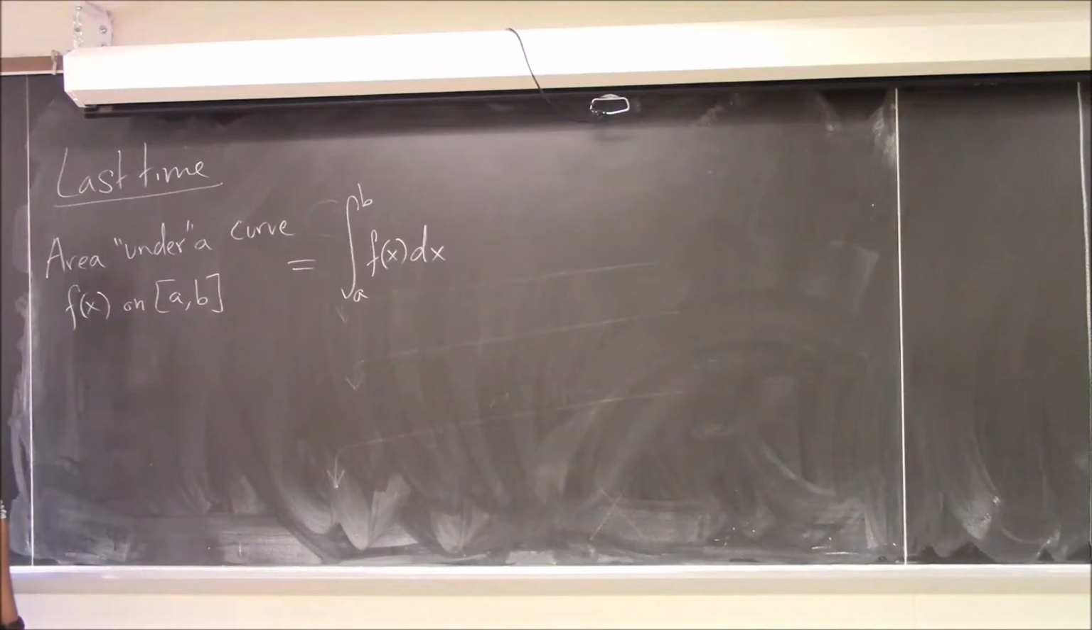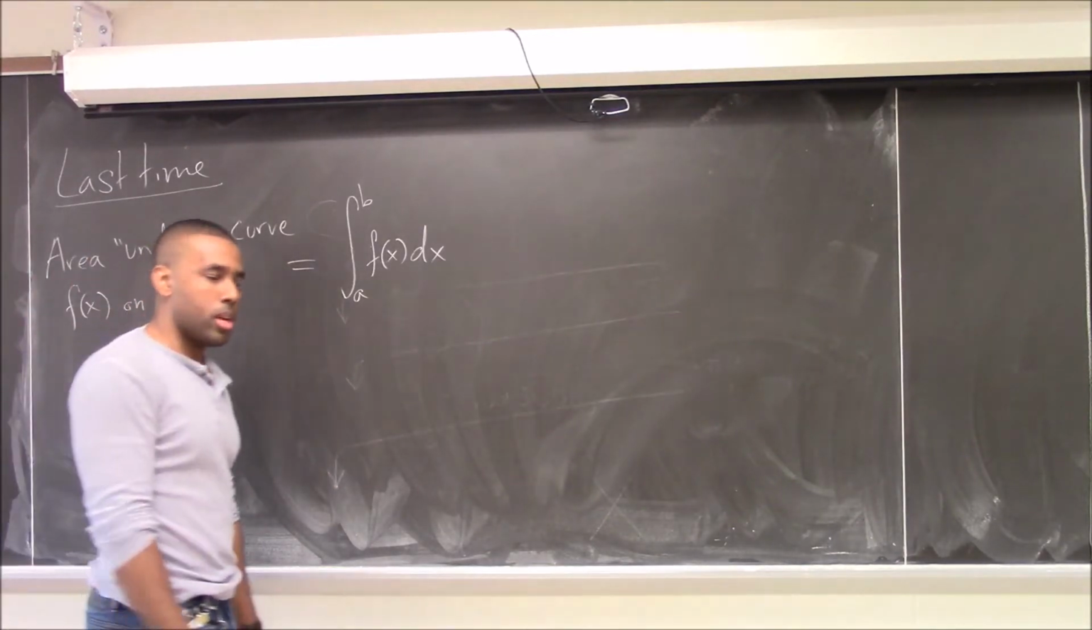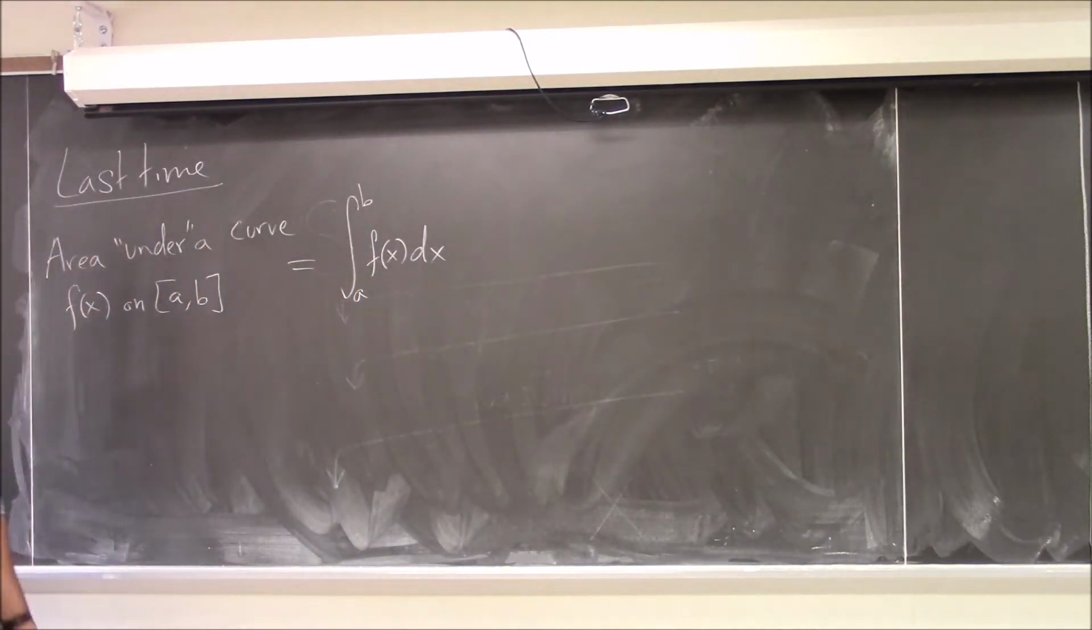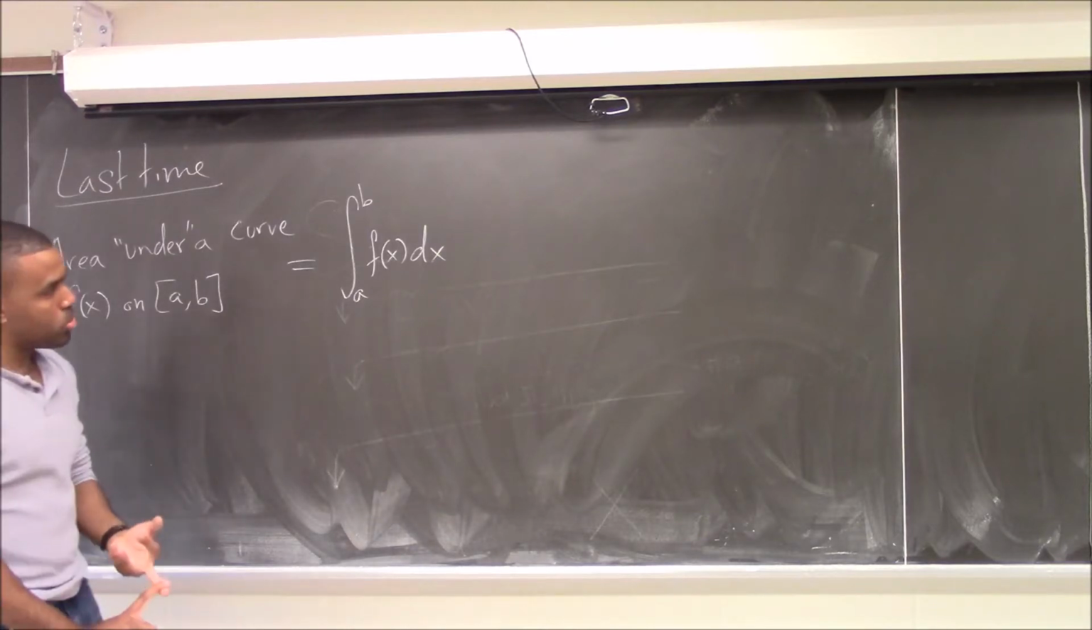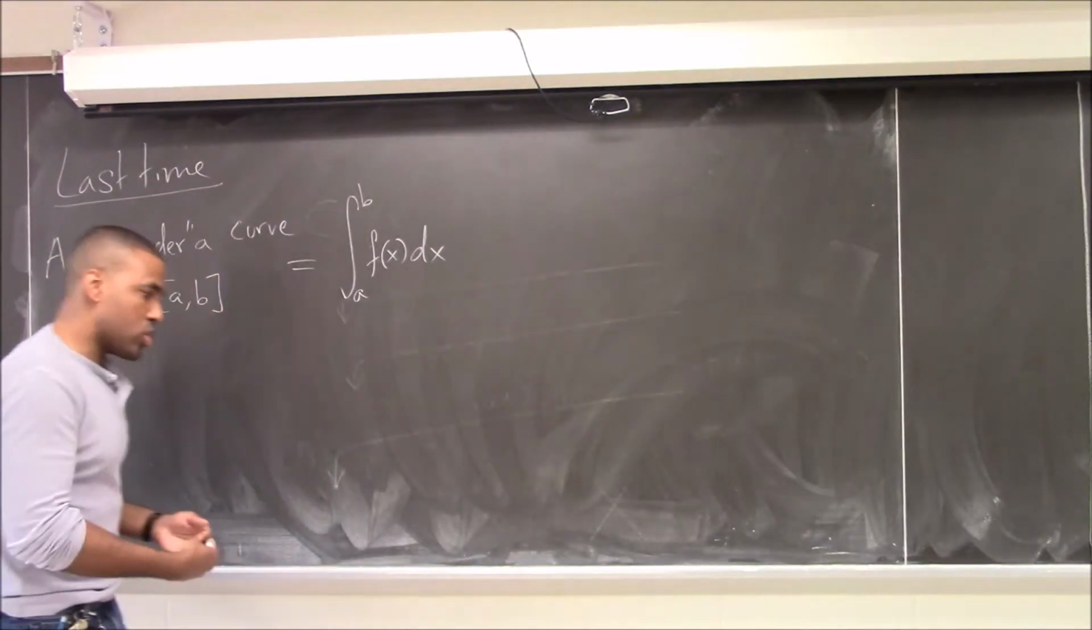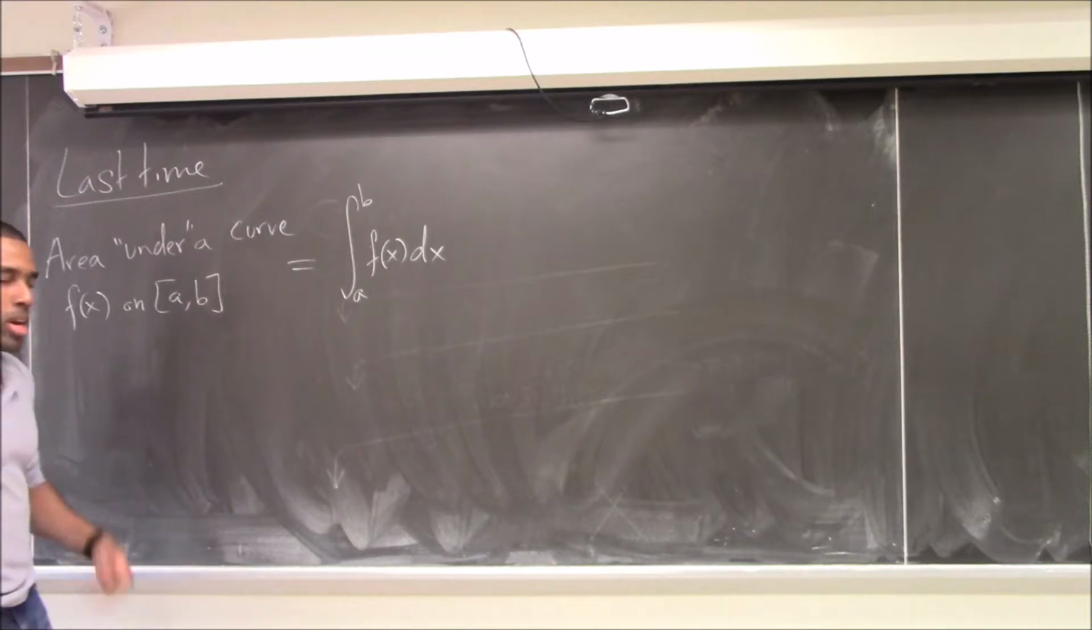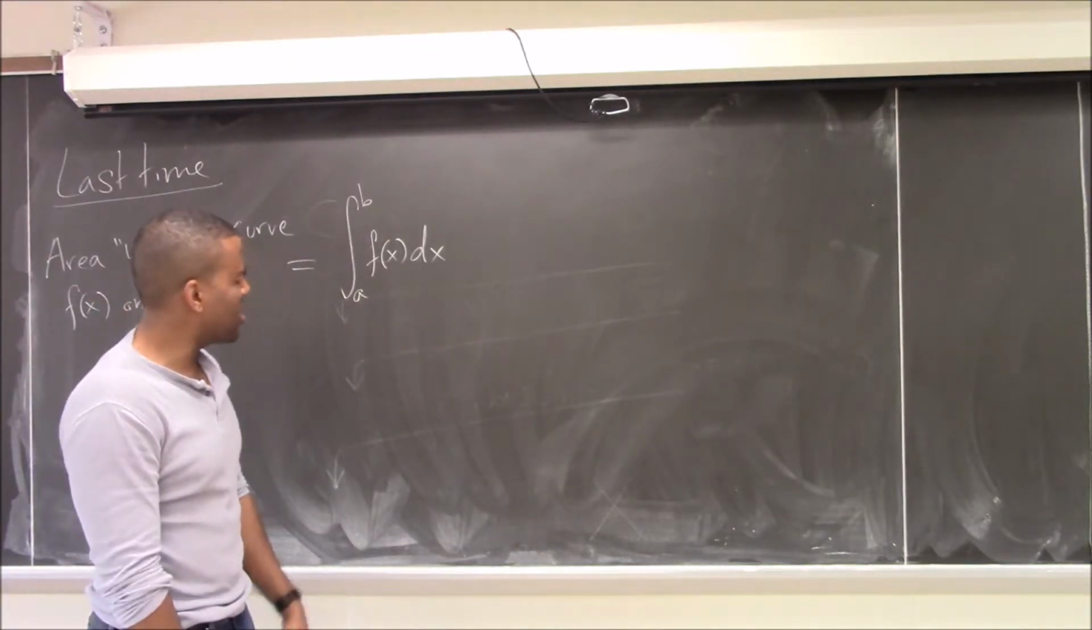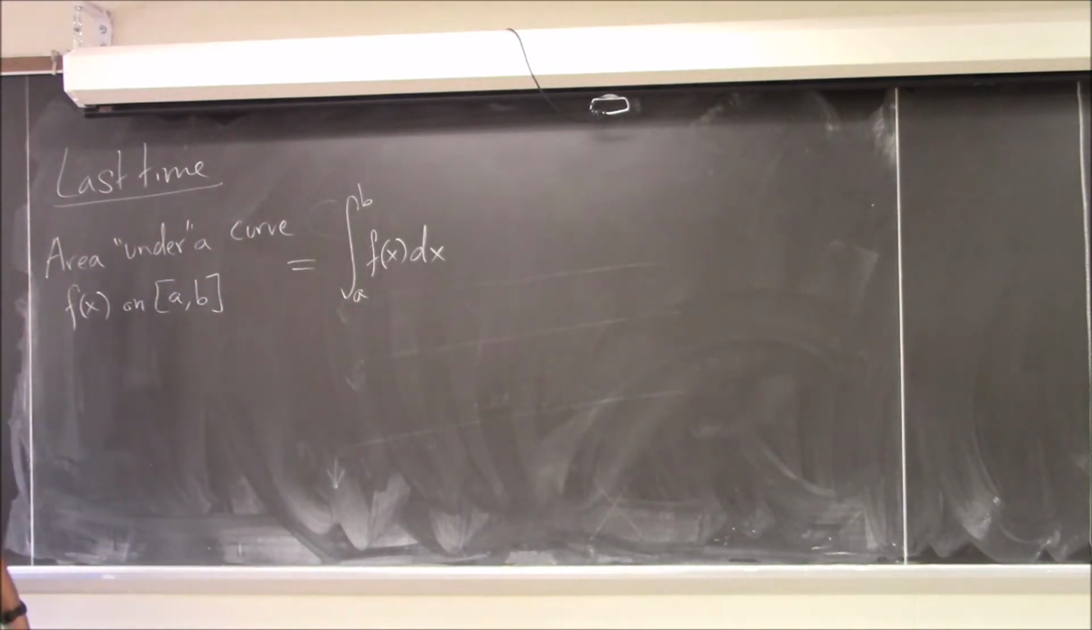Basically, we created a bunch of rectangles that live underneath the formula. And according to some modality, we did the right-hand rule, the left-hand rule, and the midpoint rule. If you take a limit as n approaches infinity, where n is the number of rectangles, you end up with the exact area under the curve, which we denoted to be this. That was one of the main things we looked at last time.